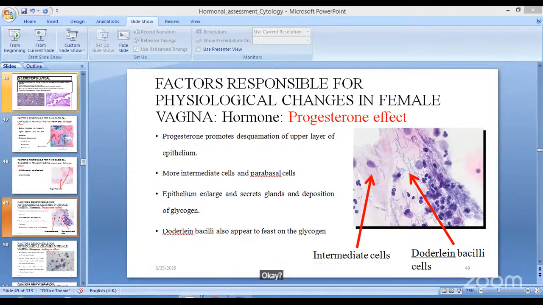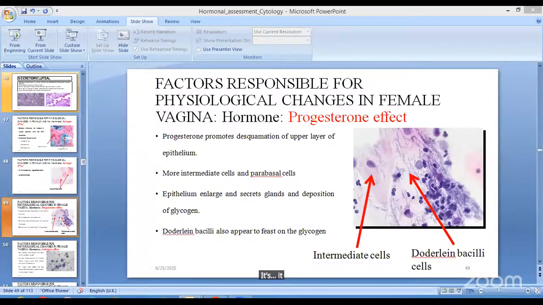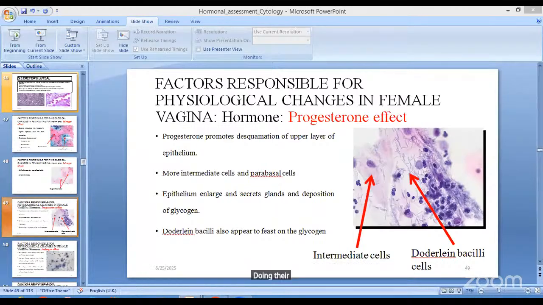Okay, progesterone effect now. Progesterone promotes desquamation of the upper layer of epithelium. It likes to stimulate the enlargement and maintenance of the intermediate cells. Glycogen is available, and of course you have microbes, especially the lactobacilli, doing their thing, feeding fat in their season where there's glycogen. So we have more intermediate cells and parabasal cells due to progesterone effects.